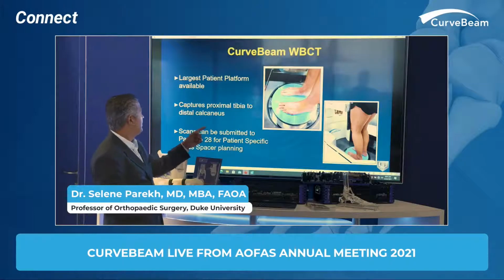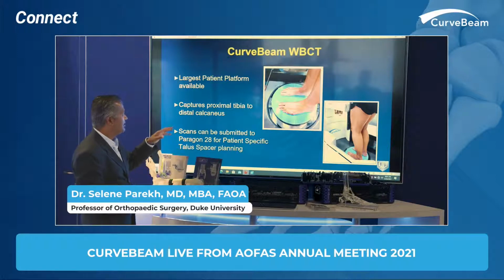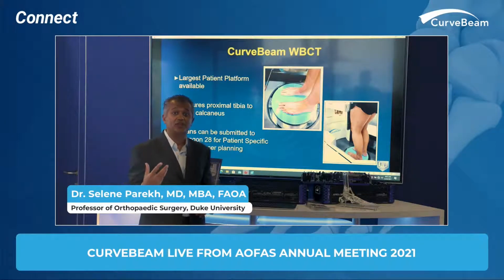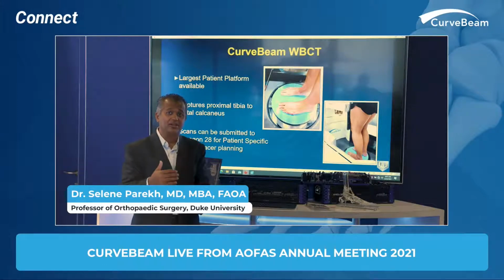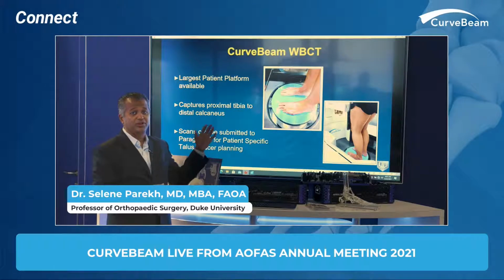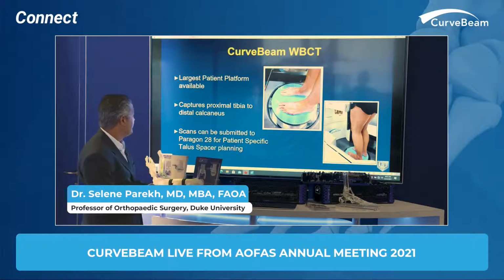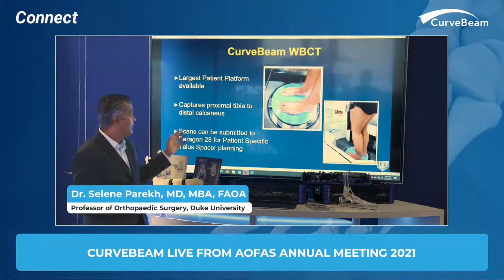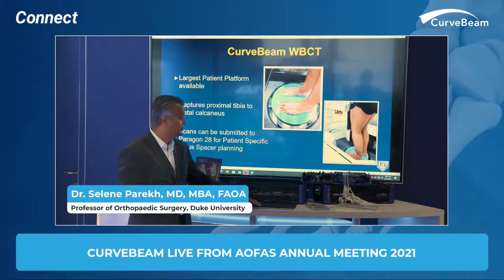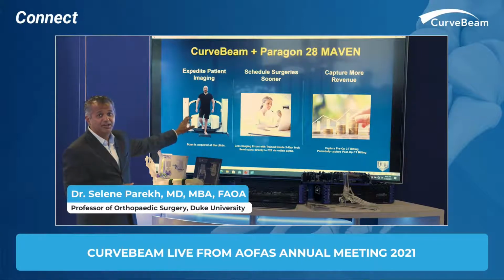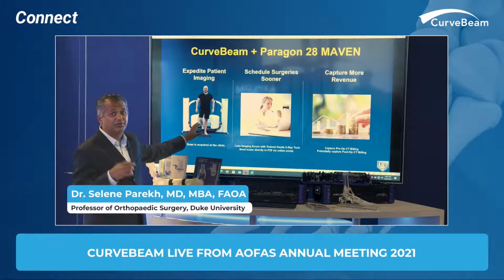There's a large patient platform that's available. It captures from the proximal tibia to the distal calcaneus, allowing us to get information that we need on anatomy and, again, alignment issues and things that we need to consider when we're looking at patient-specific total tali. The scans then can be submitted to Paragon 28 to be able to create that patient-specific total talus replacement. So, expedited patient imaging is critical and very important.